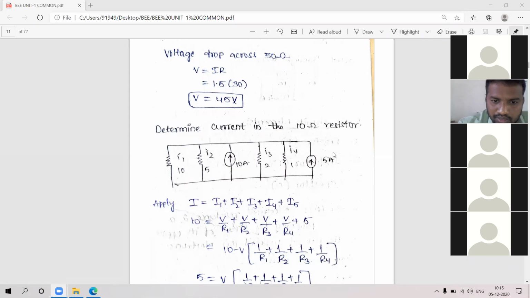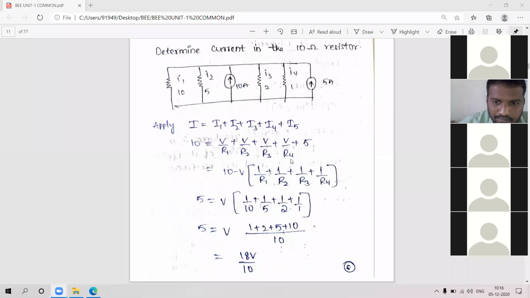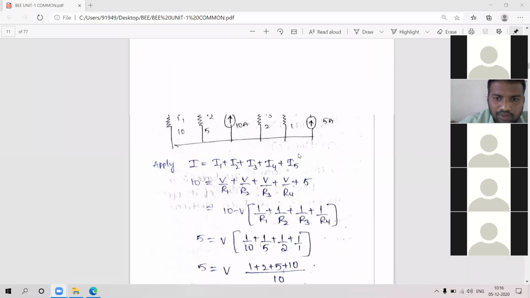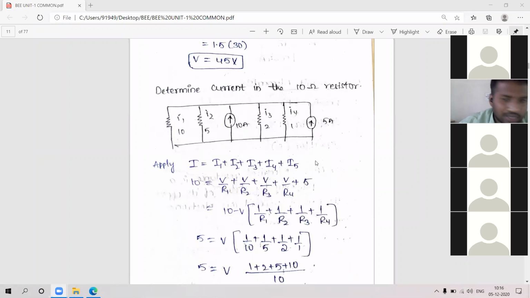This 5 amps is actually current directed towards negative. So if you follow this, I is equal to I1 plus I2 plus I3 plus I4 plus I5, is given, no? 2.7 or 2.5, coming. If you follow that one, you are going to get maybe. Everyone, what's the value you got?